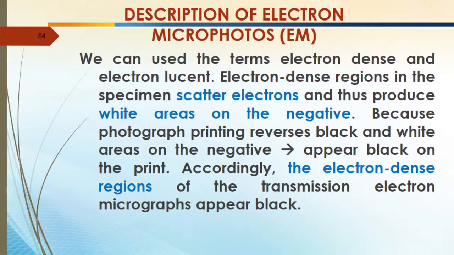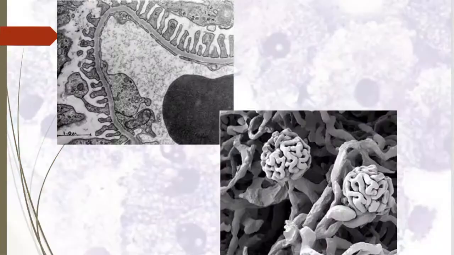And look, the description of electron micrographs. We can use the terms electron dense and electron lucent. Electron dense regions in the specimen scatter electrons and thus produce white areas on the negative. Because the photograph printing reverses, white areas on the negative appear black on the print. Accordingly, the electron-dense regions of a transmission electron micrograph appear black. So if we are talking about heterochromatin, we name it electron-dense area. If we're talking about euchromatin, we name it electron-lucent area.